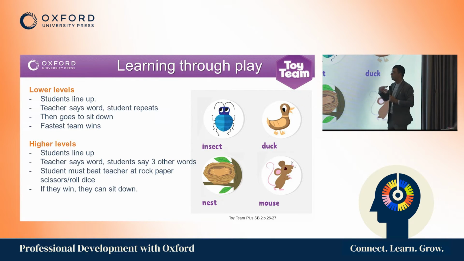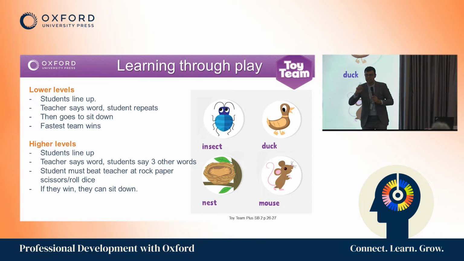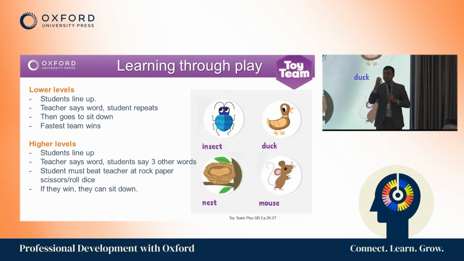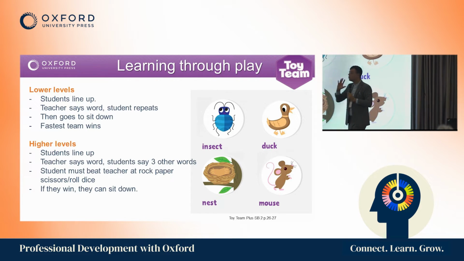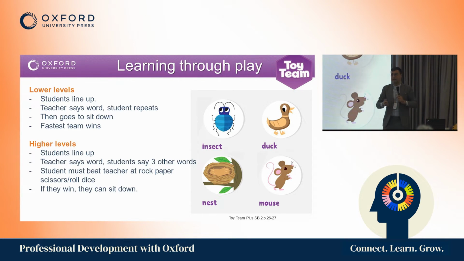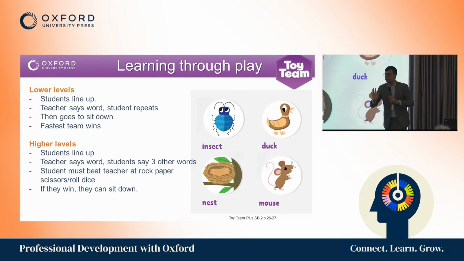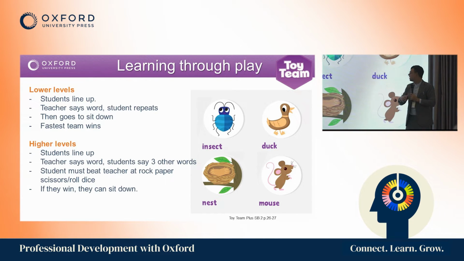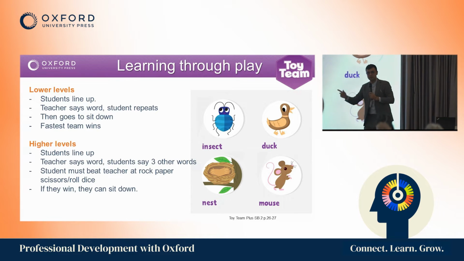For example, insect, insect. The students can't say insect. They have to pronounce the word very, very clearly. If they do that, they can go sit down with their hands on their heads. You can adapt this. You can have them roll the dice. You can have them give you a high five. You can also say the first sound. So, in. And they have to say insect. And you go sit down.